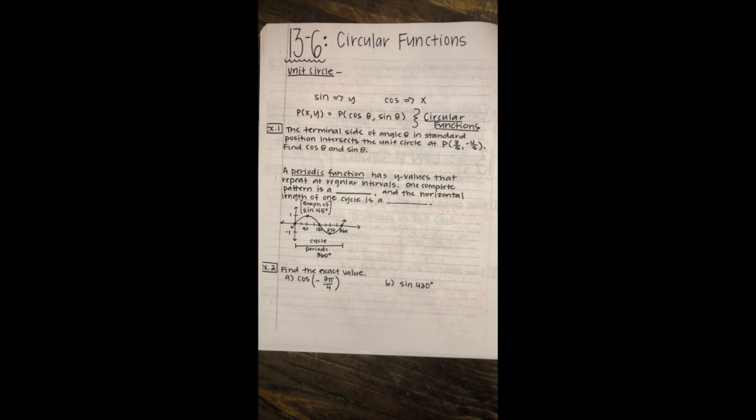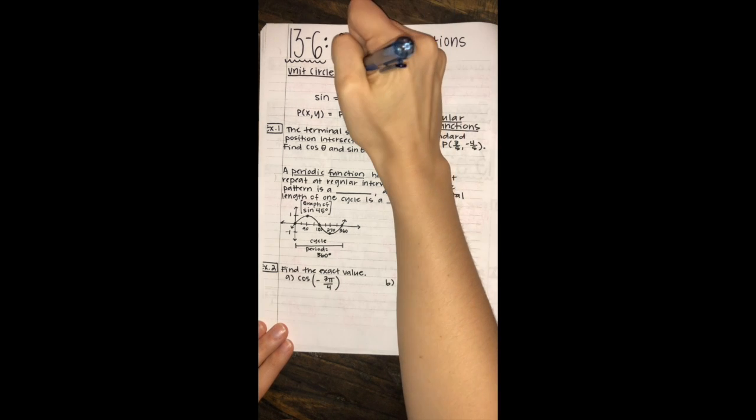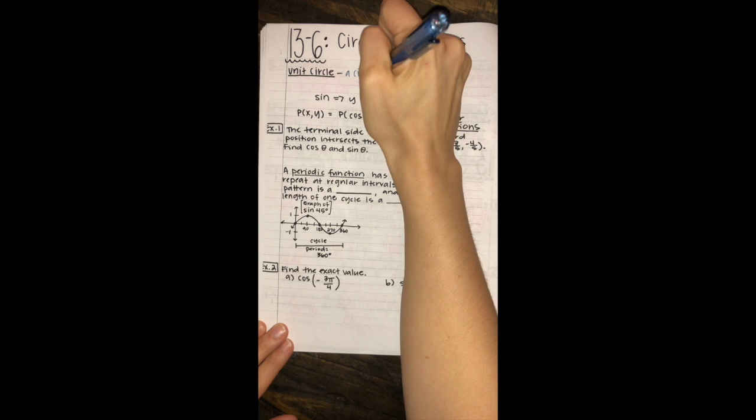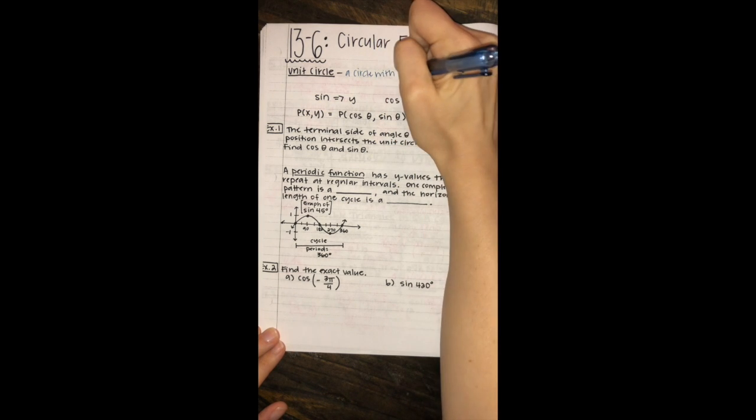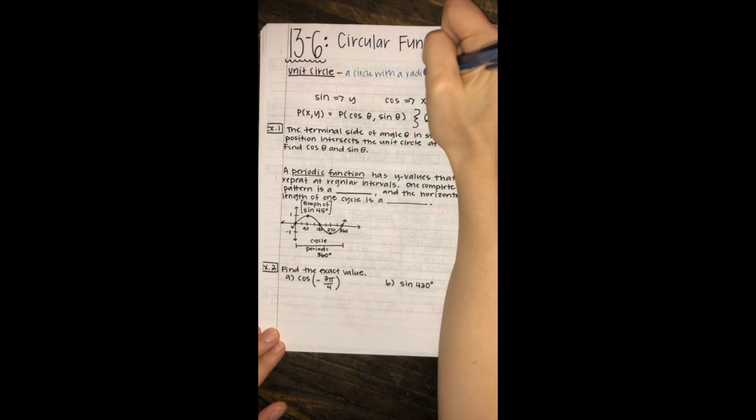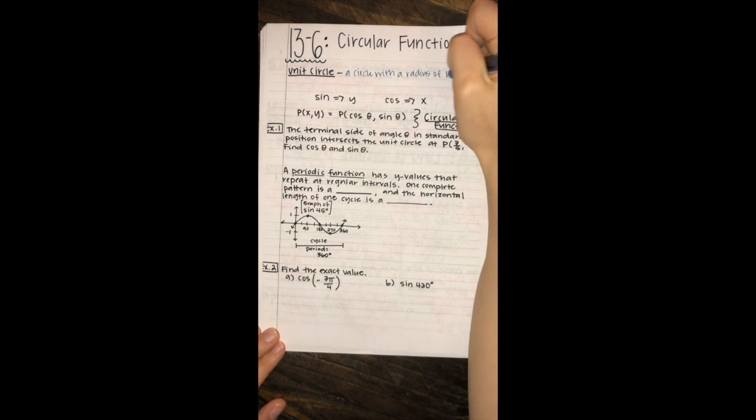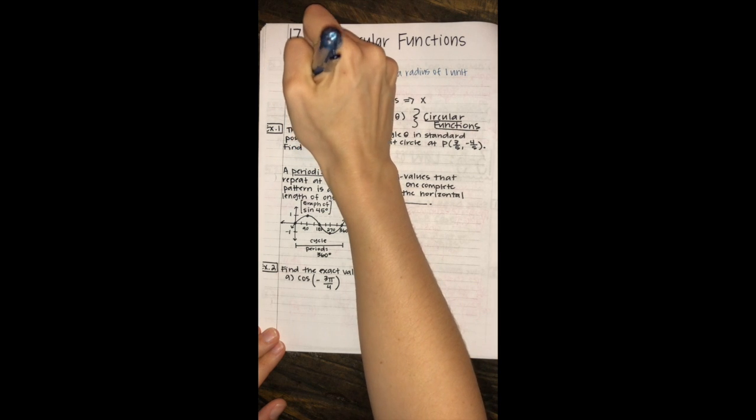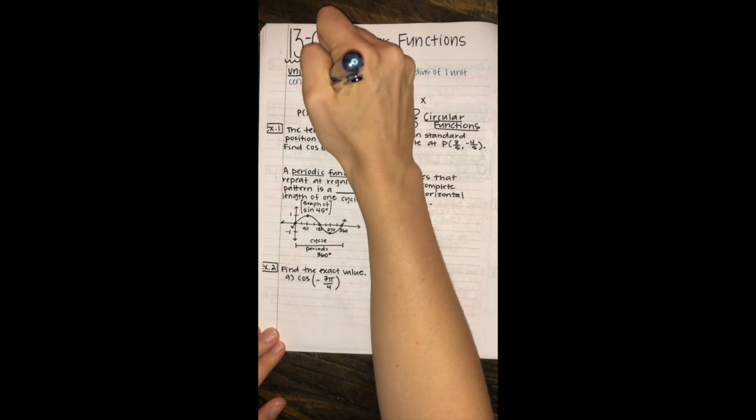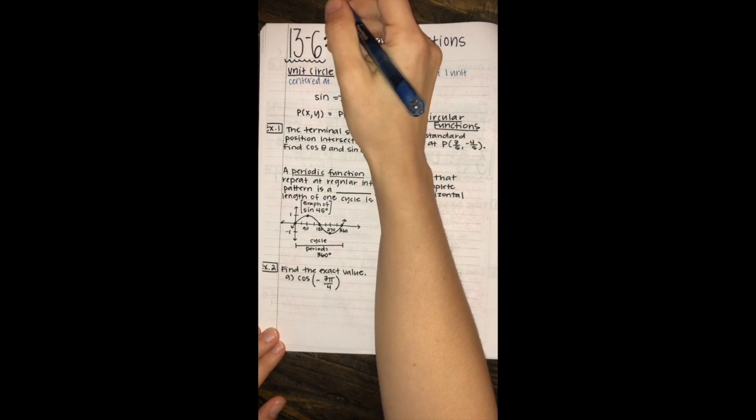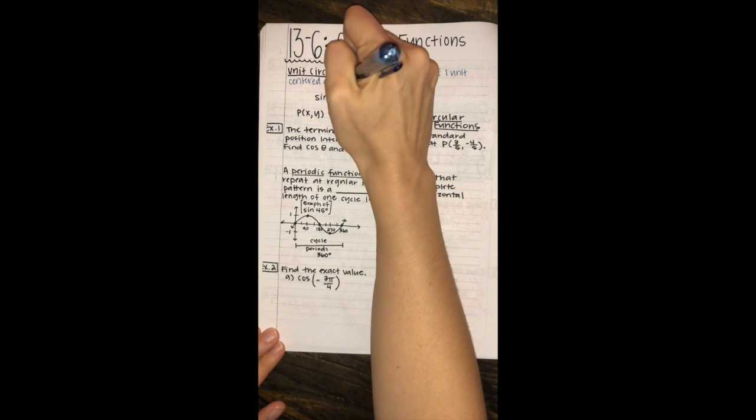13-6 is on circular functions, so we're going to start with the definition of a unit circle. A unit circle is a circle with a radius of 1. A circle with a radius of 1 unit centered at the origin on the coordinate plane.